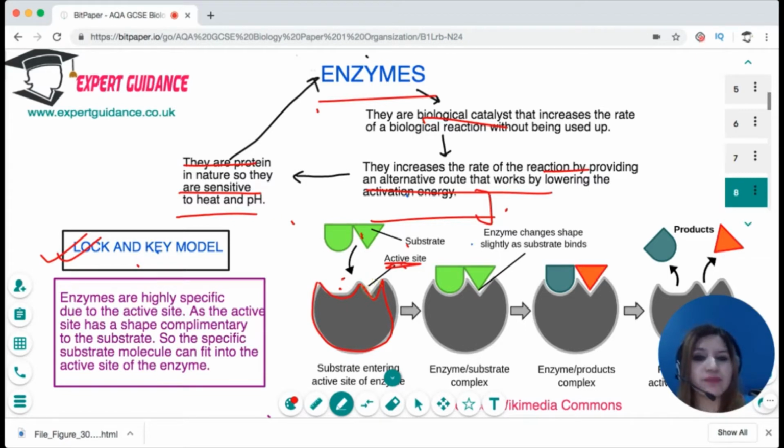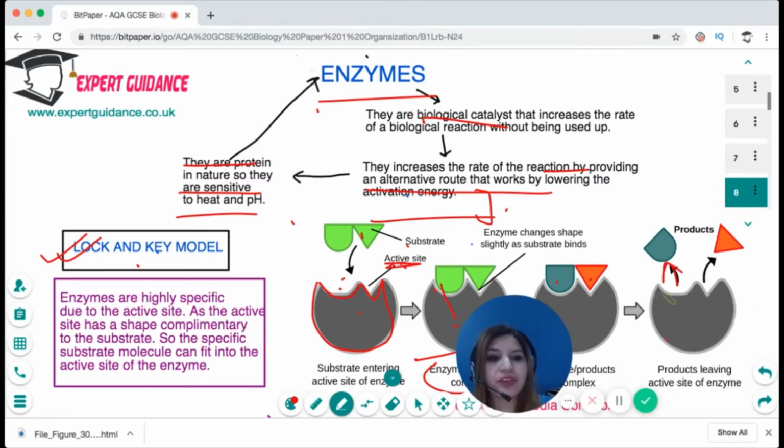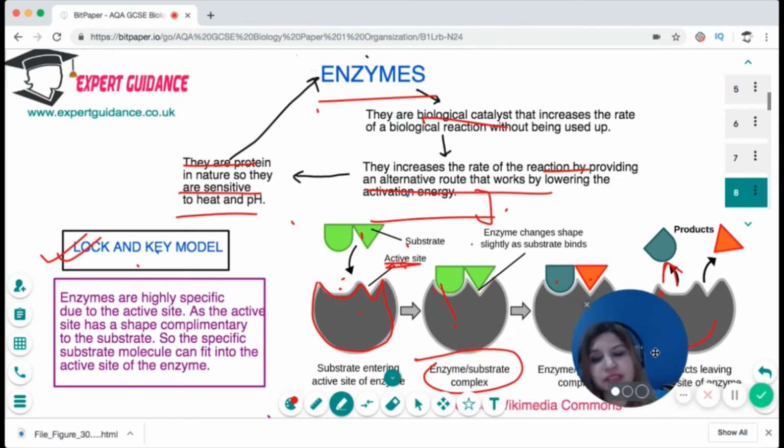The substrate binds to the active site and forms an enzyme-substrate complex. The enzyme-substrate complex reacts to form an enzyme and the product, and it disintegrates to give the product back, and your enzyme gets regenerated. So remember, enzymes are highly specific due to the active site. The active site has a specific shape which is complementary to the substrate, so the specific substrate molecule can fit into the active site of the enzyme.